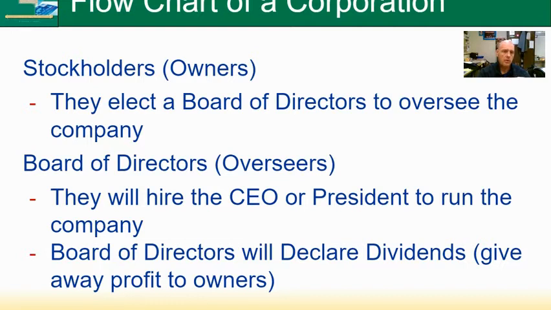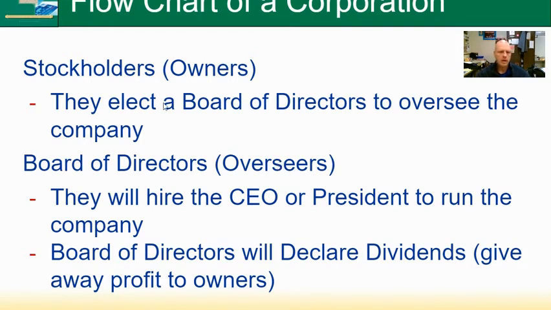So the shareholders are going to elect a board of directors, and that board of directors is going to oversee the company. This board of directors will hire the CEO or the president to run the company, and the board of directors is the one who's going to declare whether dividends get paid out to the owners. Stockholders don't get to decide if they get to take the profits from the company. The board of directors is a group that decides.